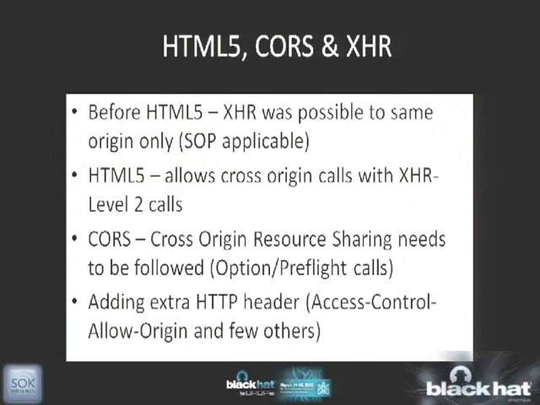Before HTML5, we had XHR level 1. Now XHR level 1 was used to follow the same-origin policy, SOP. So for example, if you load your JavaScript, the XHR script, from yahoo.com, then XHR can make calls to just yahoo.com. It can't make a call to google.com or any other domain. Now with HTML5, that restriction has gone. It allows you to do cross-origin calls, but CORS defines the call's identity.